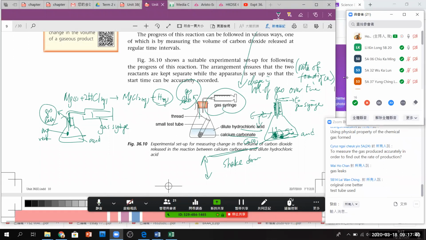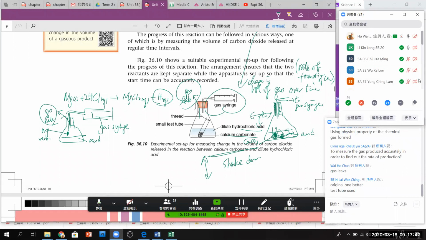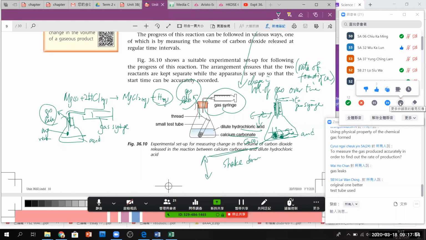For those who understand what I've just said about the comparison of the three methods, could you please give a thumbs up here? If you don't know, thumbs down. You understand? Just two.